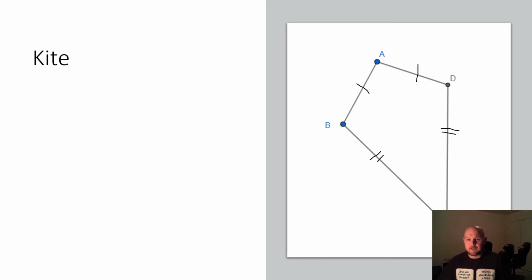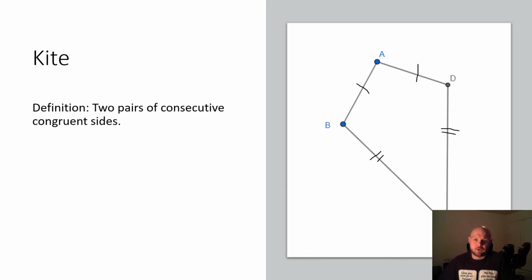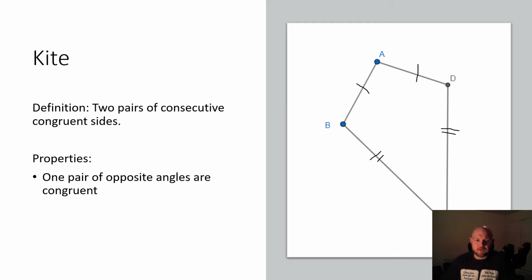All right, now we're going to talk about kites. Kites are not part of that family. For kites, the consecutive sides are congruent. So notice the two sides next to each other: AB is congruent to AD, and DC is congruent to BC. In a kite, one pair of opposite angles is congruent, and that's the pair of angles where the two non-congruent sides meet.